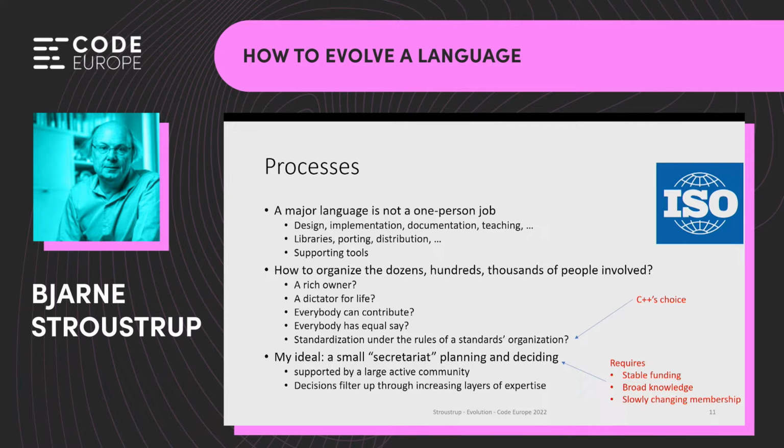and you have a small group that does the decision polishing, experimentation, planning, and then you have a large active community that contributes, evaluates, makes suggestions, and then your decisions filter up through layers of increased knowledge and increased care for the whole community. This is very hard. We couldn't do it because, among other things, it requires stable funding, broad knowledge, and slowly changing membership. We never got to there. So that's my ideal, and we have had to do without it.